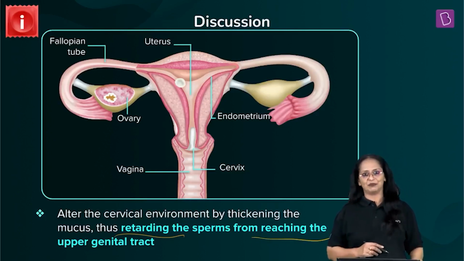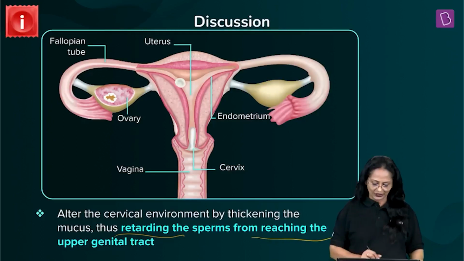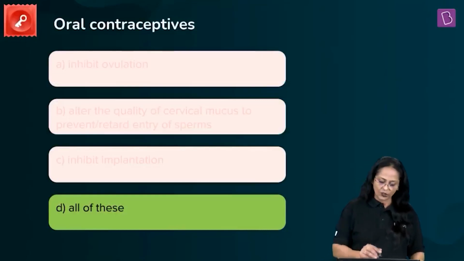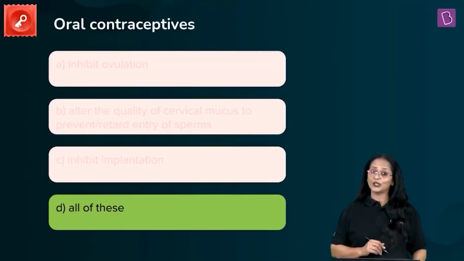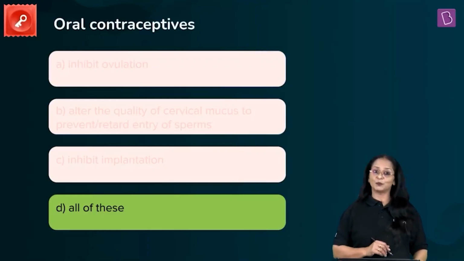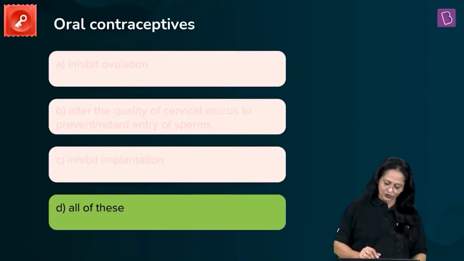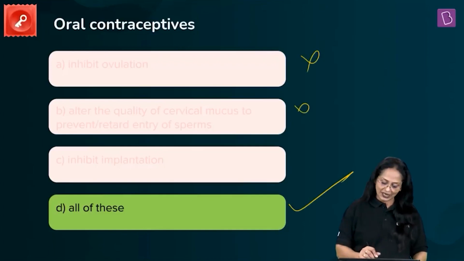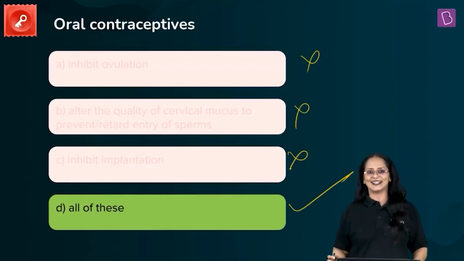So now, if you look at this question, if you have to complete this statement, oral contraceptives, what are they? Is it only inhibit ovulation? Is it only alter the quality of the cervical mucus to prevent or retard entry of sperms? Or is it only inhibit implantation? We know that A, B, C are all correct. So we choose D, all of these, as the right answer. We can eliminate A, B and C. D is the right answer.